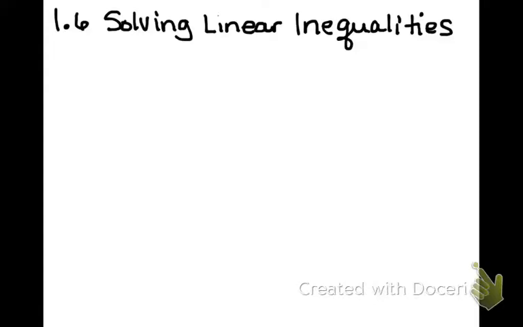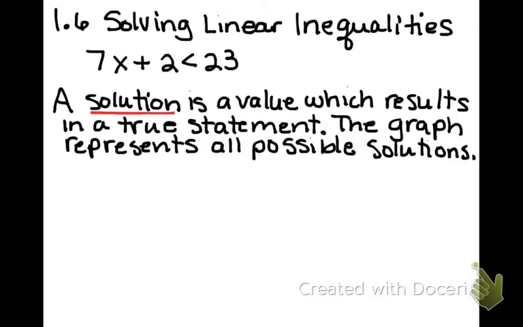Lesson 1.6, Solving Linear Inequalities. A linear inequality in one variable might look something like this: 7x plus 2 is less than 23. A solution is a value which results in a true statement. The graph represents all possible solutions.